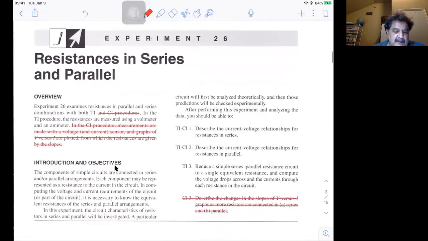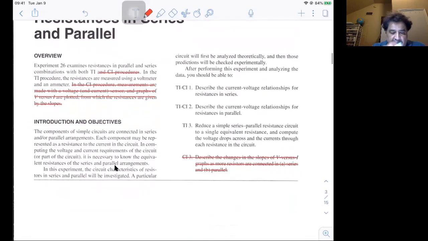At the intro here, if you read the overview, it says experiment 26 examines resistances in series, in parallel and series combinations with both TI and CI procedures. We're only doing TI procedures. We're not actually doing the physical measurements. We're going to do a virtual lab. So I've got the line crossed out in the CI procedure.